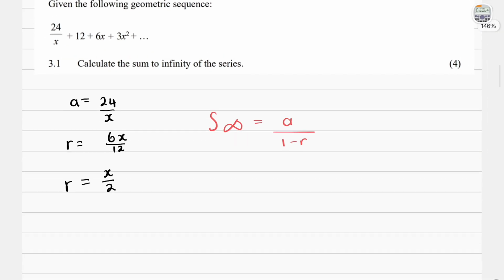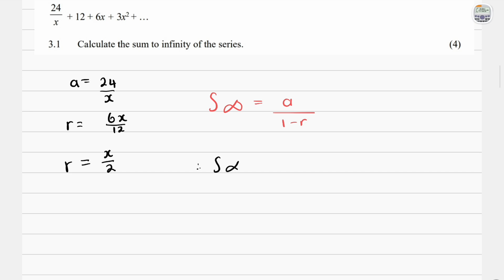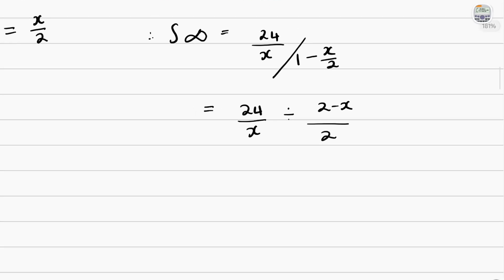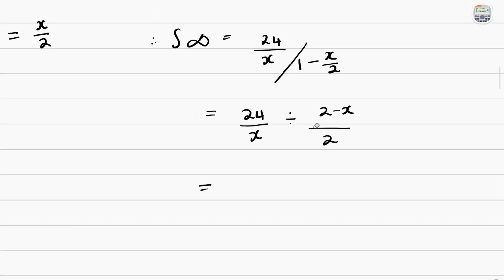So this is what we have, and we're just saying the sum to infinity is equal to a, which is 24 over x, divided by 1 minus x over 2. Okay, so with the 1, you can rewrite 1 as 2 over 2. So this is equal to 24 over x divided by 2 over 2 minus x over 2. So the denominators stay the same, they are 2, but then this is now 2 minus x in the numerator. And because we are dividing, we can simply tip and times.